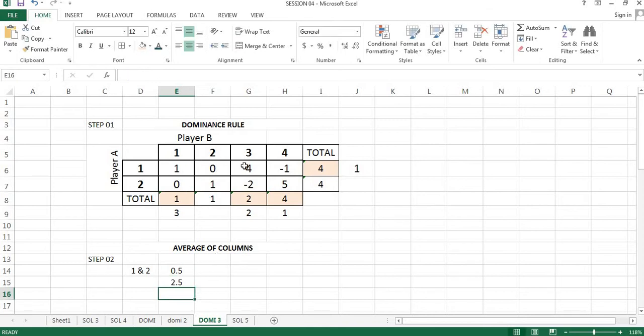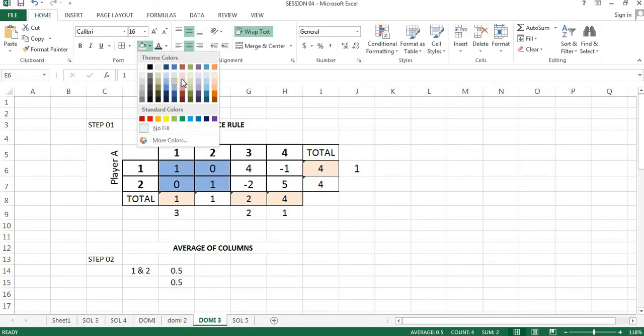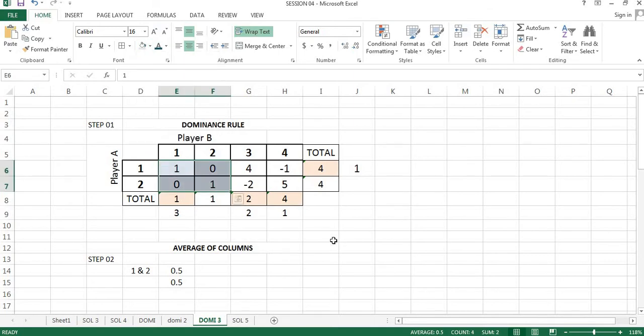So let us compare this with this. Sorry, 0 plus 1 it is. 0 plus 1, so the answer is 0.5 only. Okay, compare these two. I have selected this. So columns 1 and 2 must be compared to 3 and 4. Greater value must be deleted.